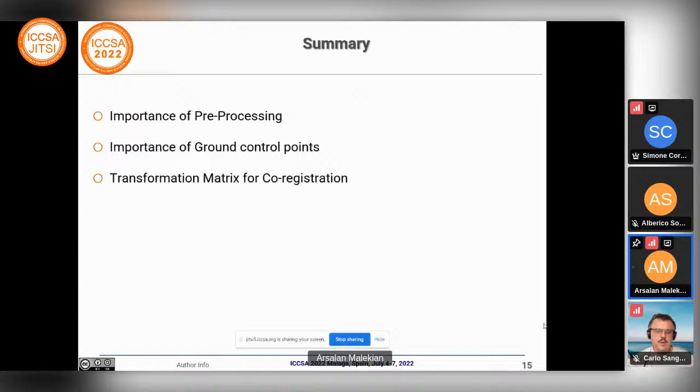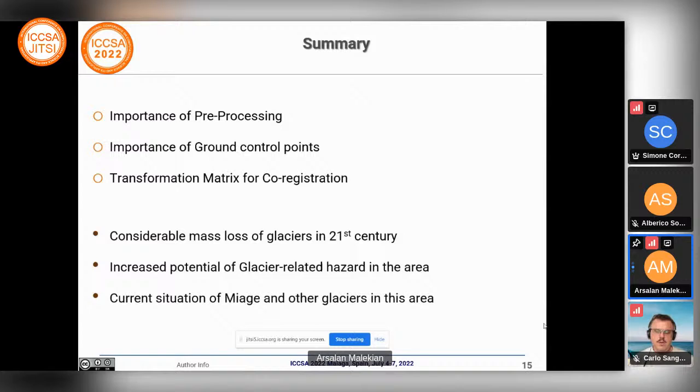Finally, we can say that a huge mass loss in Miage Glacier was visible by the start of the 21st century, and this increased the glacier-related hazard in the area. Further investigation about the current situation of Miage Glacier by using new aerial photos can be combined with the result of this work. Thank you so much. If you have any questions, I'm ready to answer.